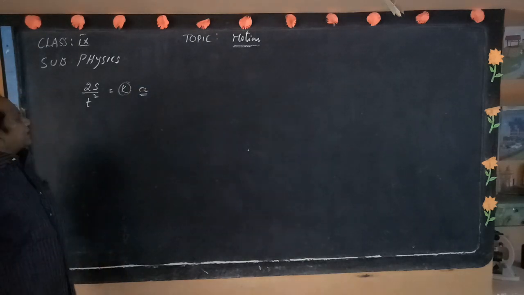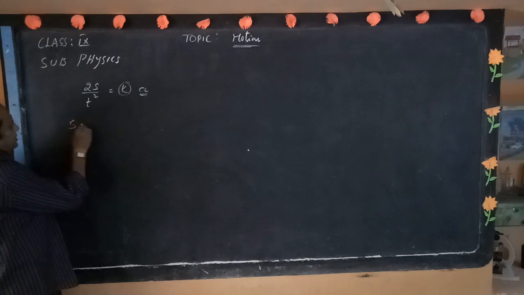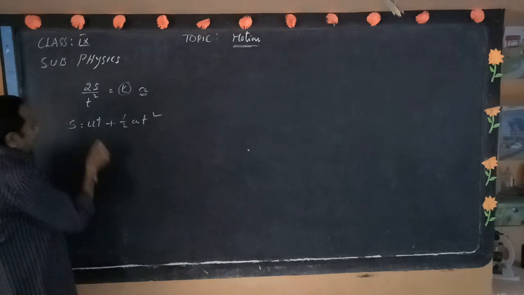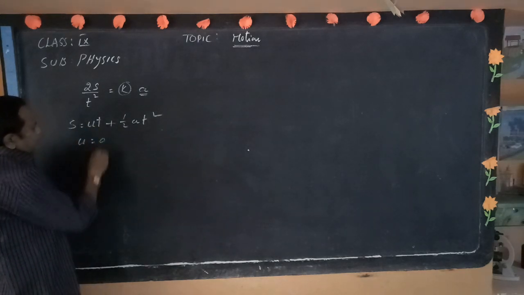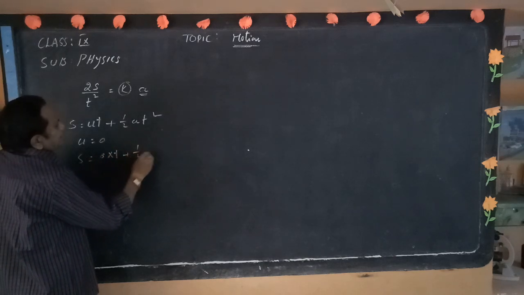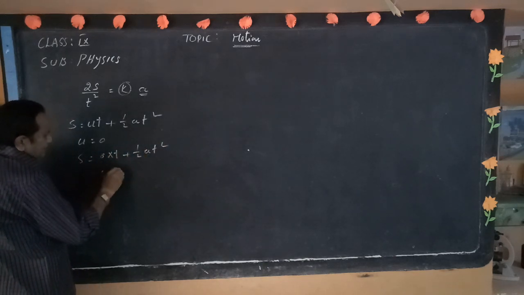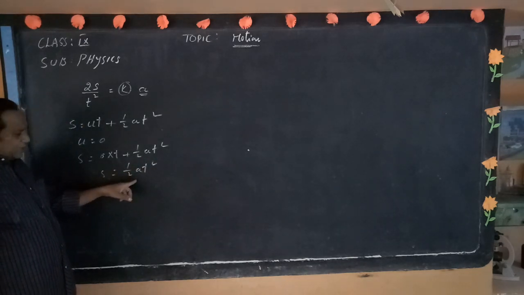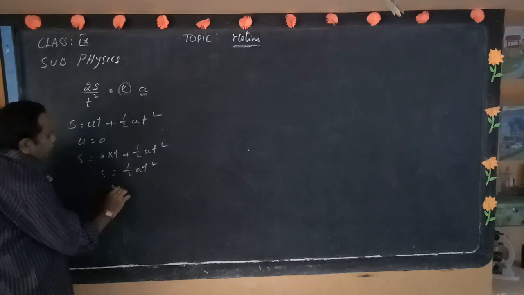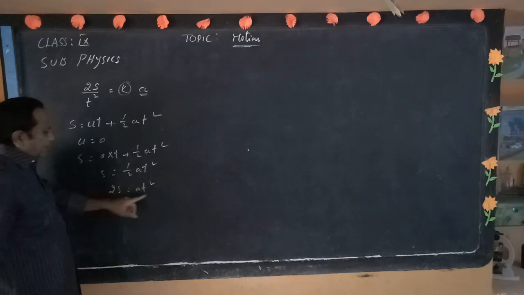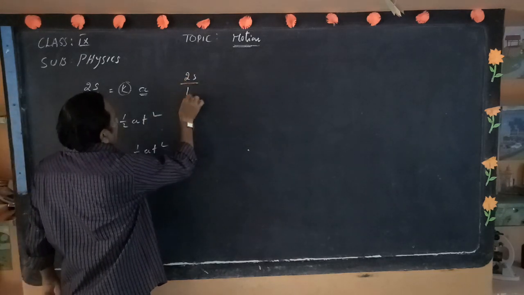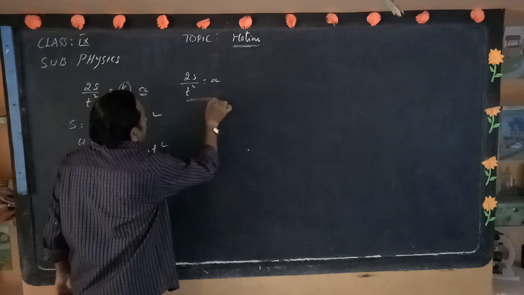Now, how to get this acceleration? Observe the formula s is equal to ut plus half a t square. In that, u is equal to 0, substitute there. What do you get? s is equal to 0 into t plus half a t square, or otherwise s is equal to half a t square. To make a the subject, send the half to this side first. What do you get? 2s is equal to a t square. Now t square also send to this side. What do you get? 2s by t square is equal to a. This we have to prove.